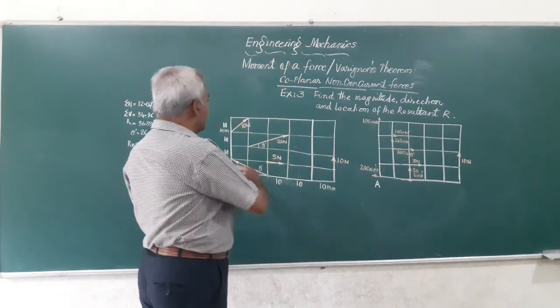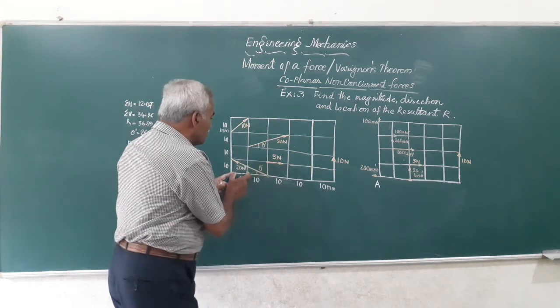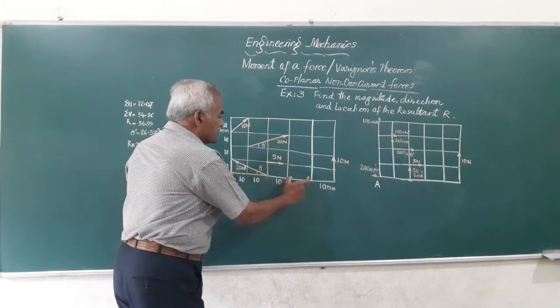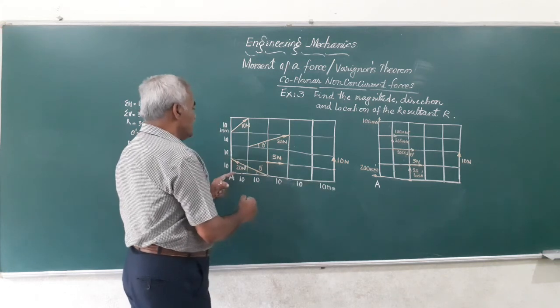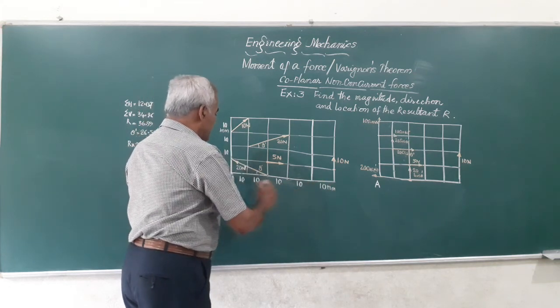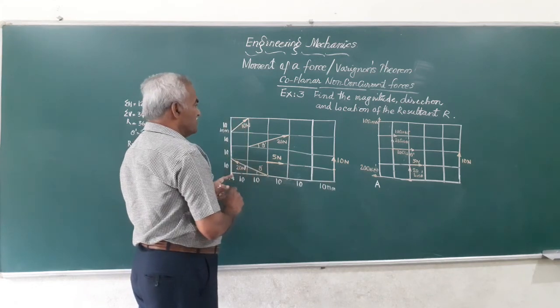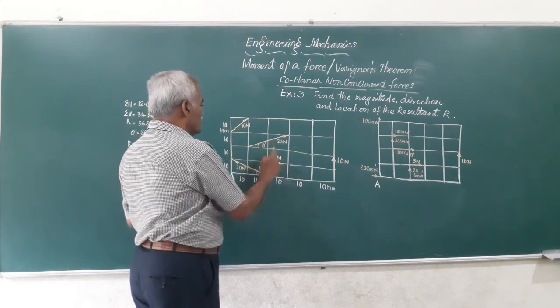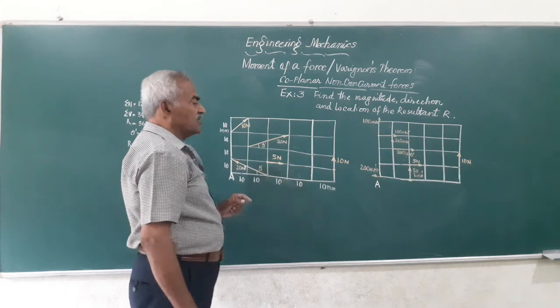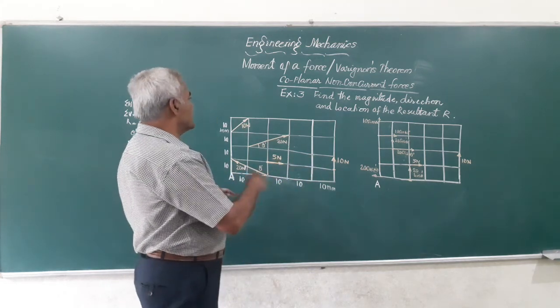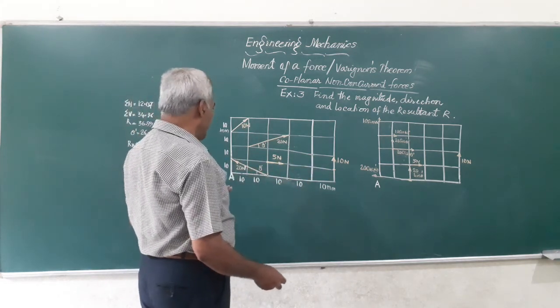So friends, you have got a grid here, and each grid square measures 10 millimeters. So this is a rectangular grid with 50 mm and 40 mm dimensions, and you have got 1, 2, 3, 4, 5 forces acting on this particular rectangular plate.